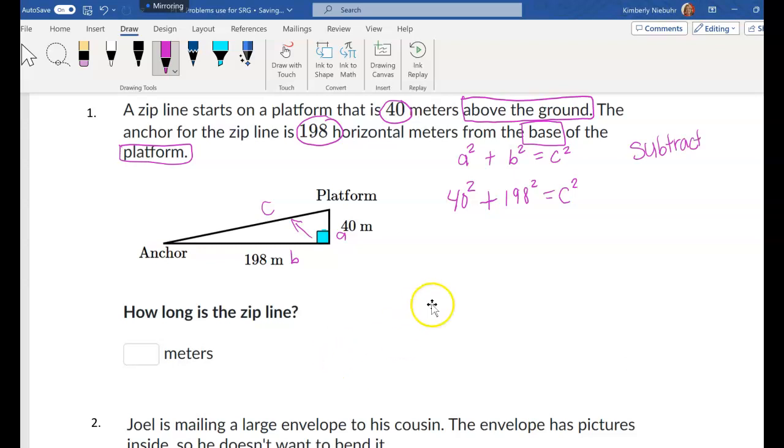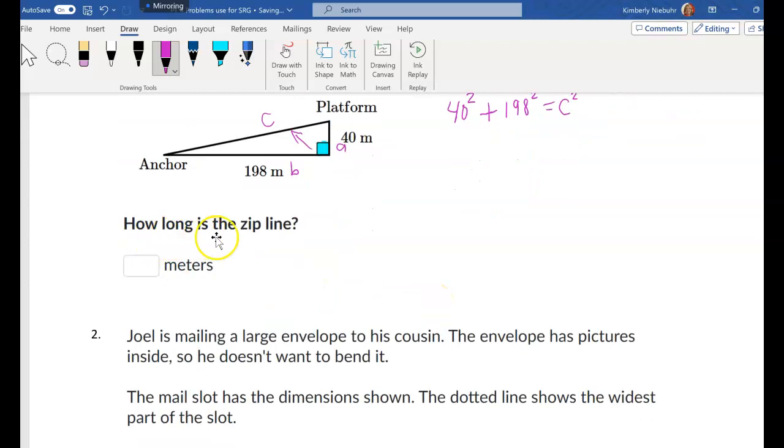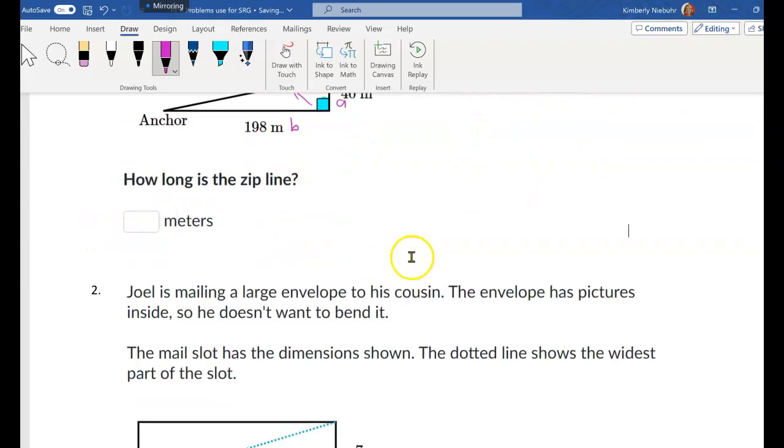And that's all I'm going to do for you. Okay, how long is a zip line? That's where your answer is supposed to be. The answer is not a decimal.